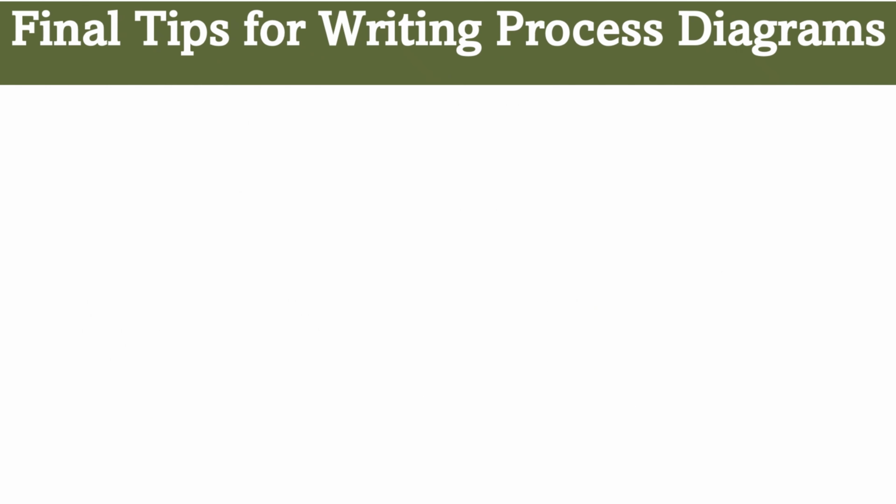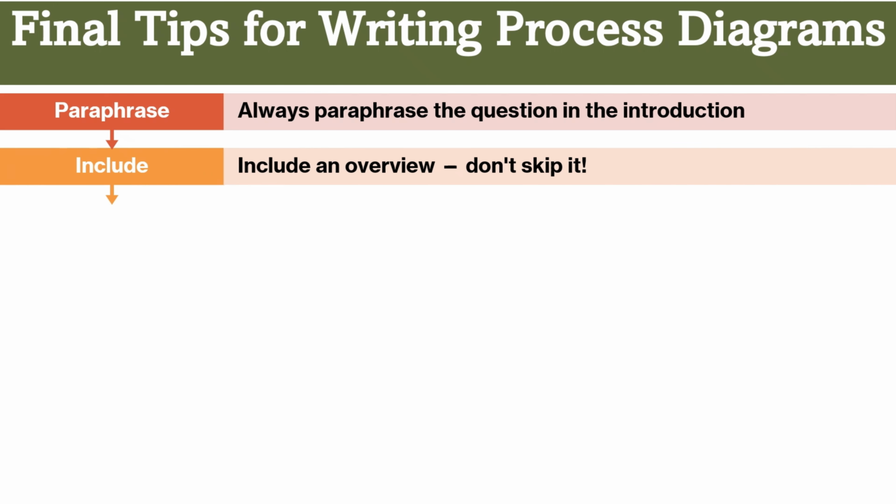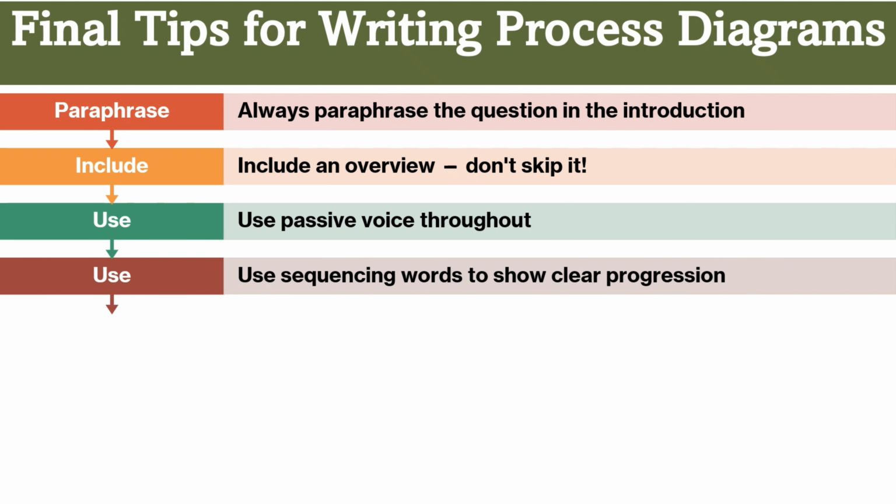Before we wrap up, here are some final tips to help you score well in IELTS Writing Task 1 when describing process diagrams. Start with a clear introduction. Paraphrase the question using your own words. Always include an overview that summarizes the process without too much detail. Use the passive voice because we are focusing on what happens, not who does it. Use clear sequencing phrases like initially, then, after that, and finally.